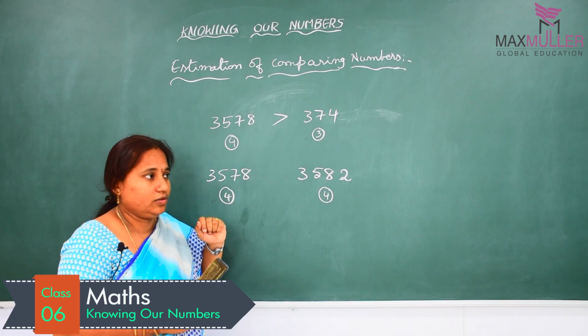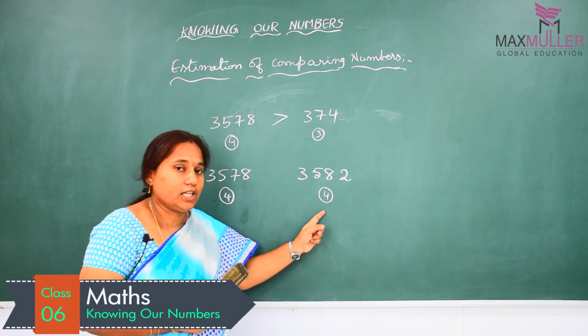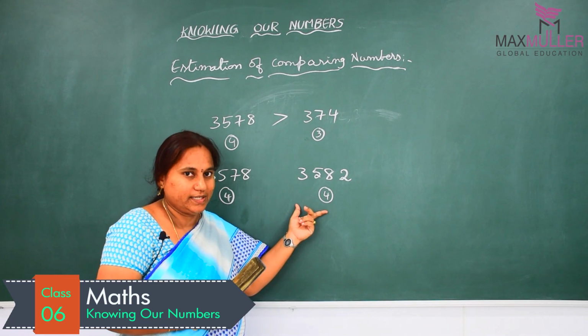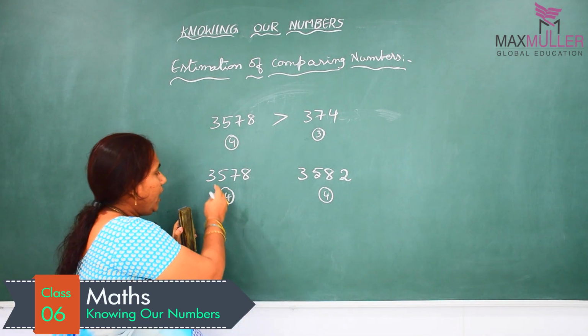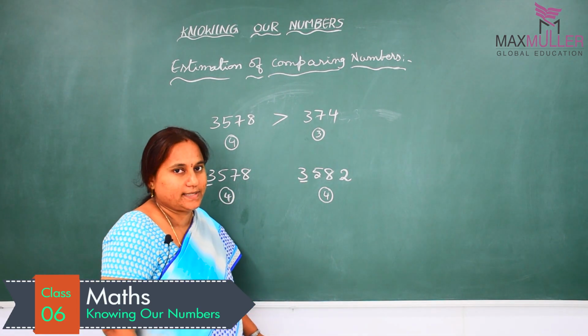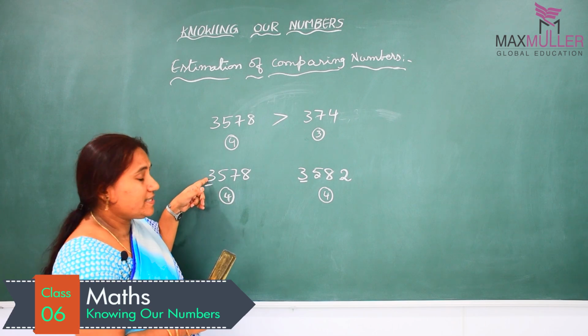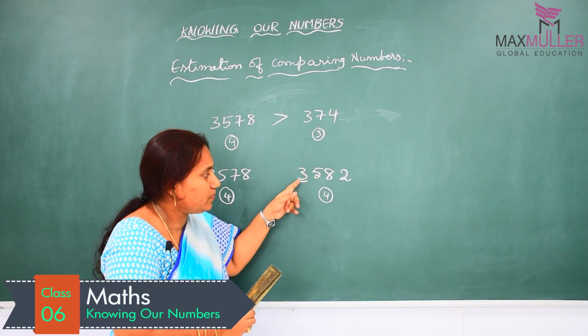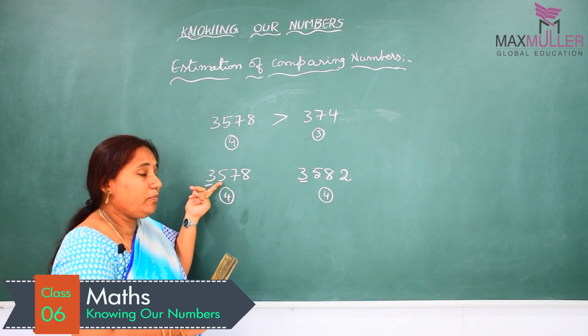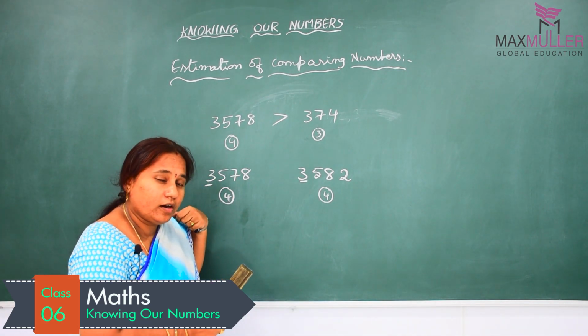Now we have a doubt. Here we have 4 digits, here also we have 4 digits. Both the numbers have the same number of digits. Then at that time you have to check the first digit, that means the highest place. Now here the highest place is the thousands place. Here also the highest place is the thousands place. So here also we have the same number. Then what do we have to do?